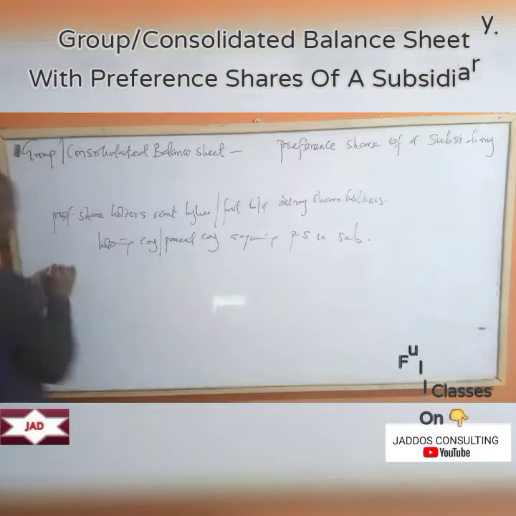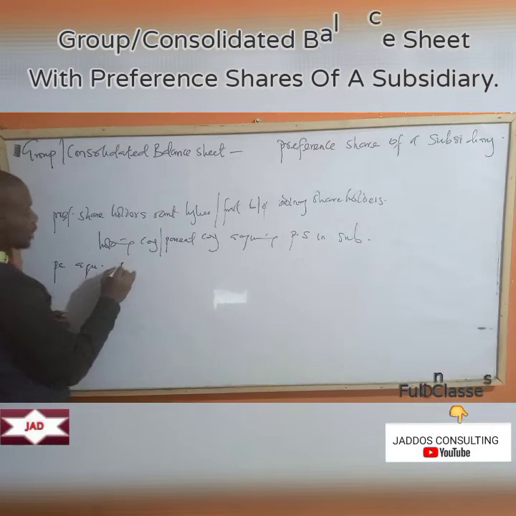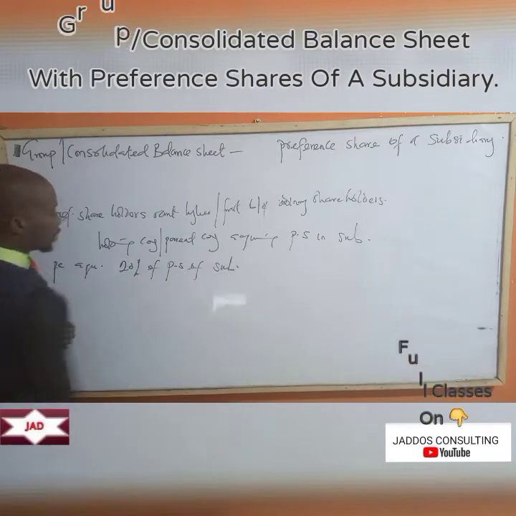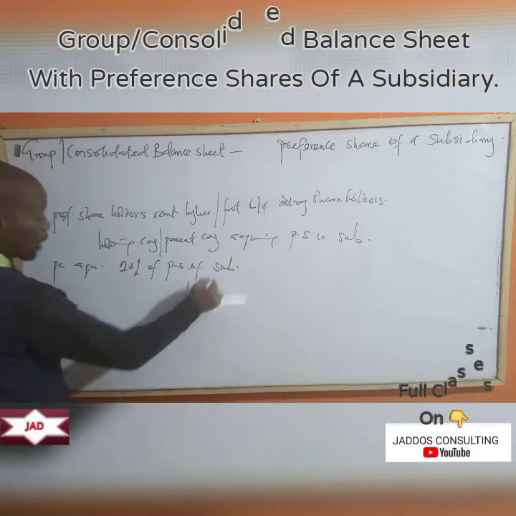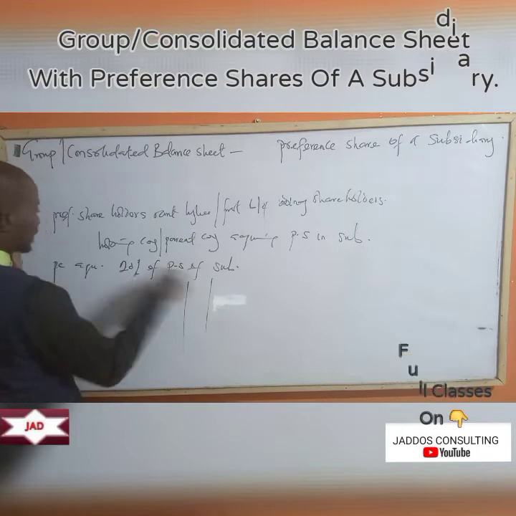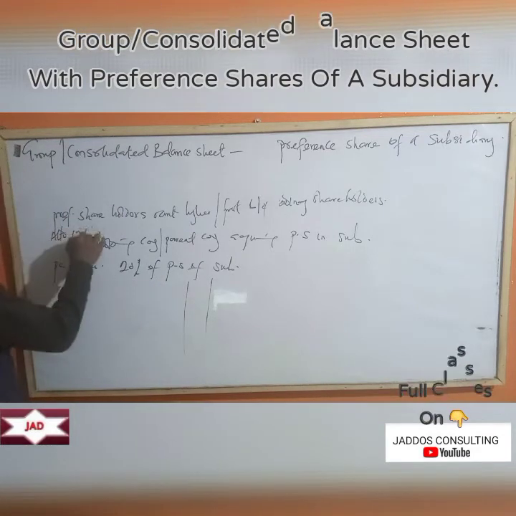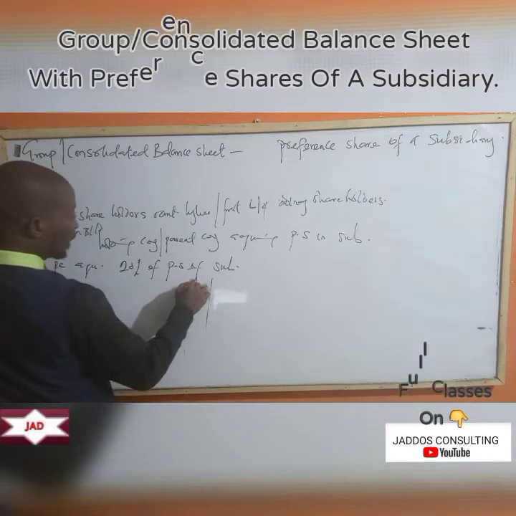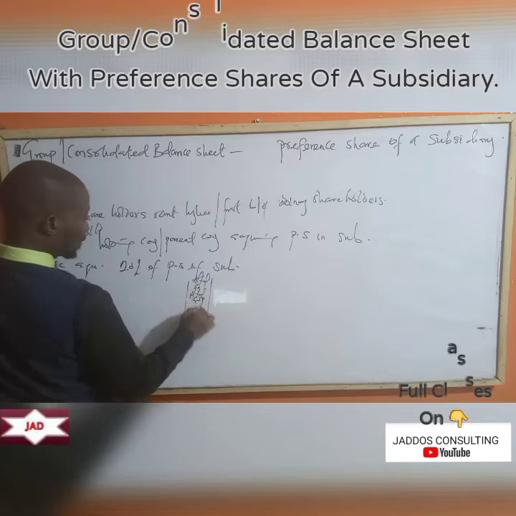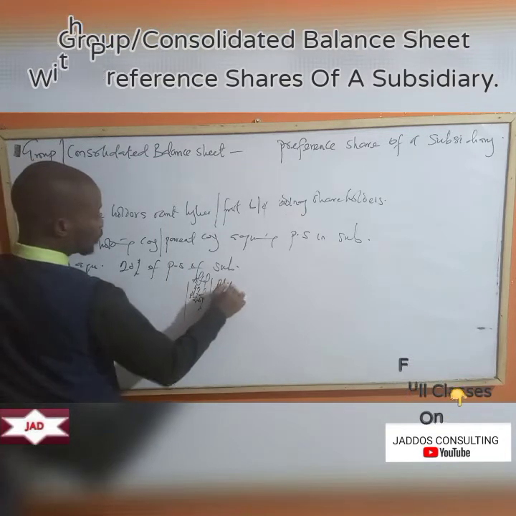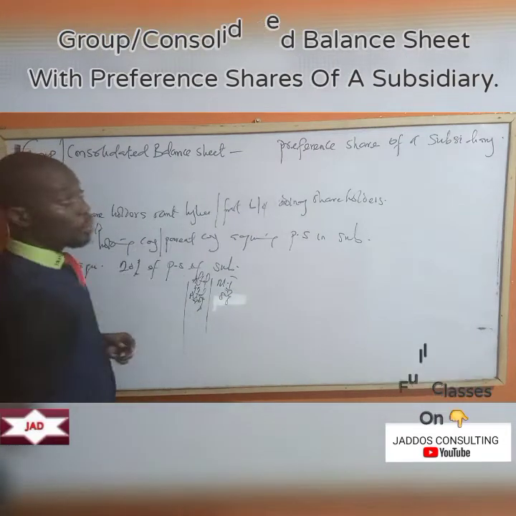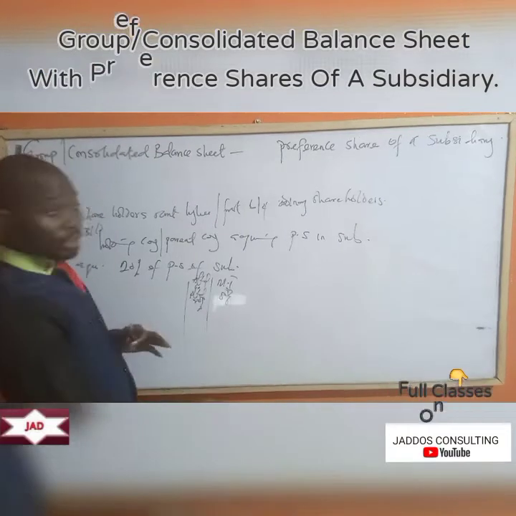So let's say the parent company acquires, let's say, 20% of the preference share of the subsidiary. It means that in the schedule, you're going to have a preference share schedule. So let's say it is A Limited in B Limited. That means you're going to have A Limited in B Limited at 20%. Then the 80% will be for minority interest. That is sharing the preference share between the holding company and the minority interest.